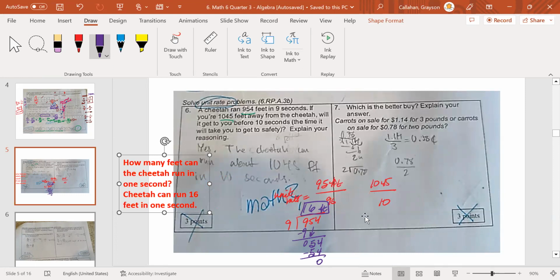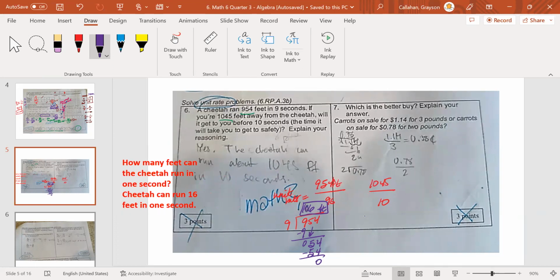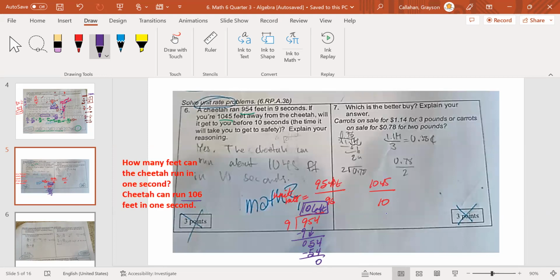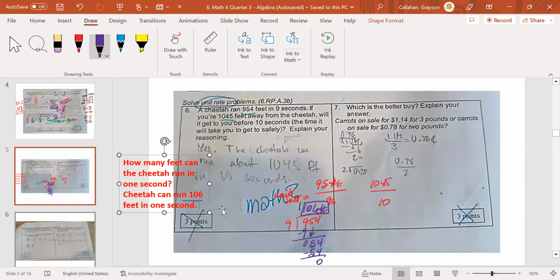Hold on a second, that doesn't look right. Let me make sure I did this correctly. Hold on. Oh yeah, I forgot a zero right there, sorry. I should put a zero there. Then you put 54, 106 feet. 106 feet in 1 second, right? Yes. So in 1 second, it could run 106 feet. So then how far can the cheetah run in 10 seconds?